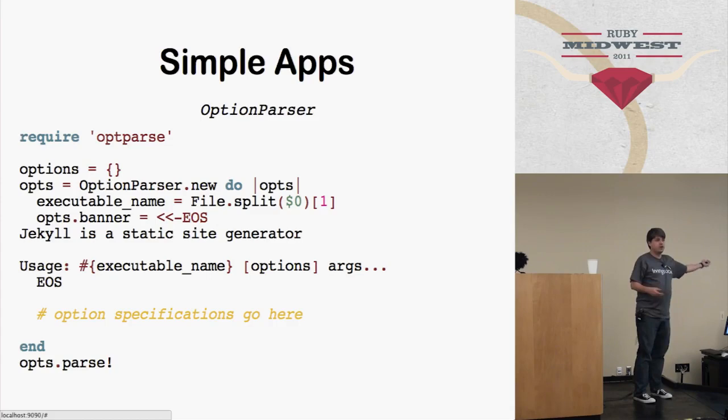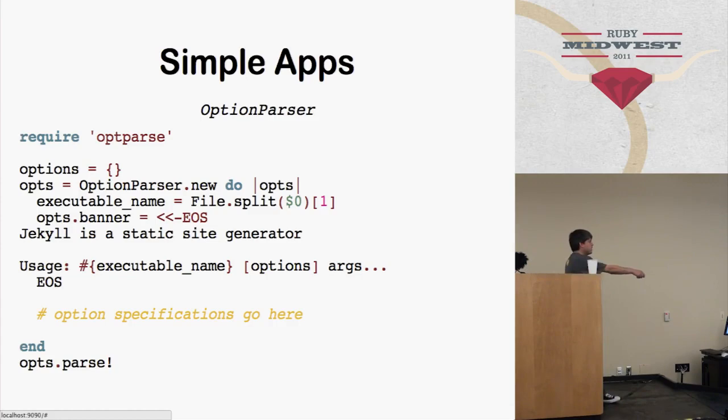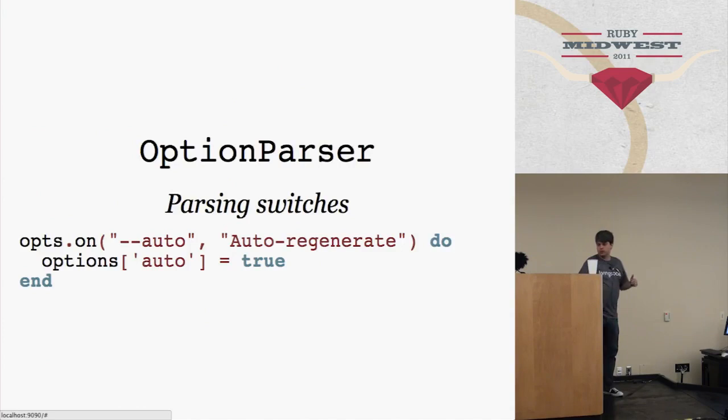So at the end, we'll see how you specify the options. You just say ops.parse. It grabs everything off of argv for you and does the parsing. So what happens then? Inside this block here, you can do stuff like this.